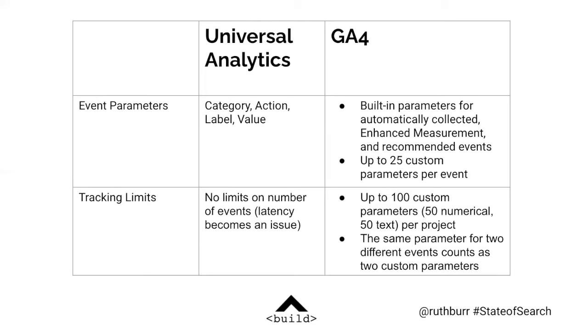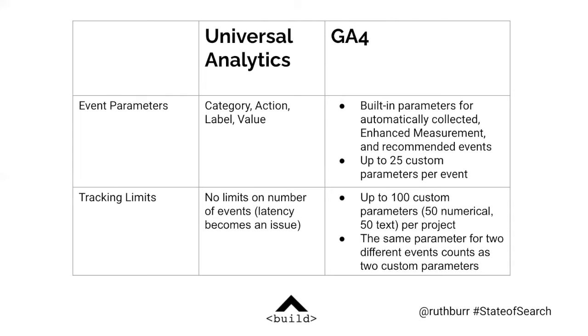You can have 50 numerical and 50 text custom parameters per project, which in this case is a property in Google Analytics. What's really a bummer about this, although I understand why they're doing it this way, is that the same parameter for 2 different events counts as 2 custom parameters, not 1. So again, this planning process becomes even more important with GA4, both because you can call your parameters whatever you want, so you need to figure out what those are in terms of custom parameters, and also because you are limited to how many you want to track.